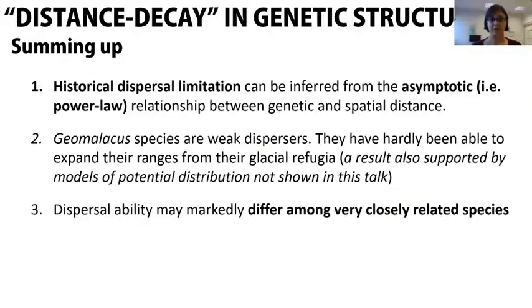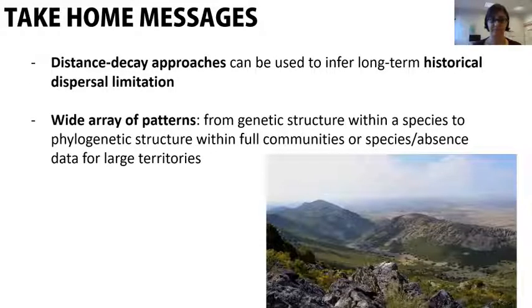So to sum up, with this study, we saw that historical dispersal limitation can be inferred from this asymptotic shape, which is analogous to how we are testing the functional shape in the distance decay models. And we also see that these species are weak dispersers, but also, and this is relevant, that very closely related species can have very different dispersal abilities.